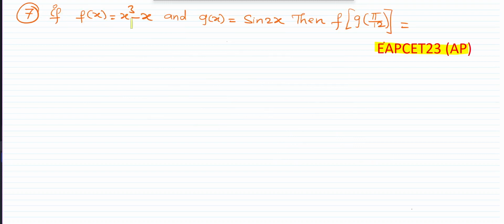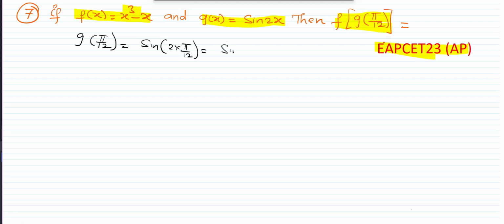See, seventh question from functions, Eapcet 23 AP. Here it is given f of x is equal to x cube minus x and g of x is equal to sin 2x. Then find f of g of pi by 12 is equal to dash. This is the question. First find g of pi by 12, that is equal to sin of 2 into pi by 12. Here 2 sixes cancel. This is sin pi by 6. Sin pi by 6, sin 30 value is 1 by 2.